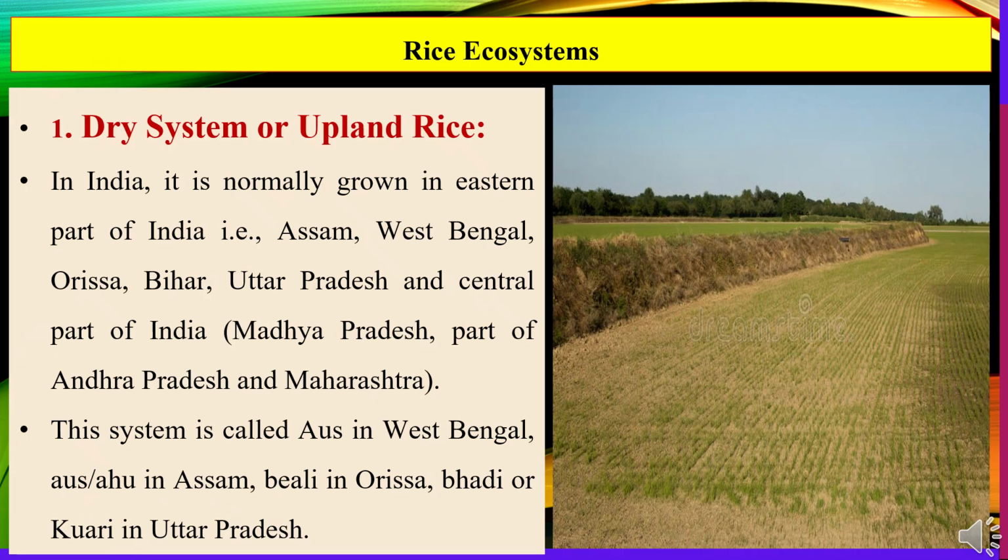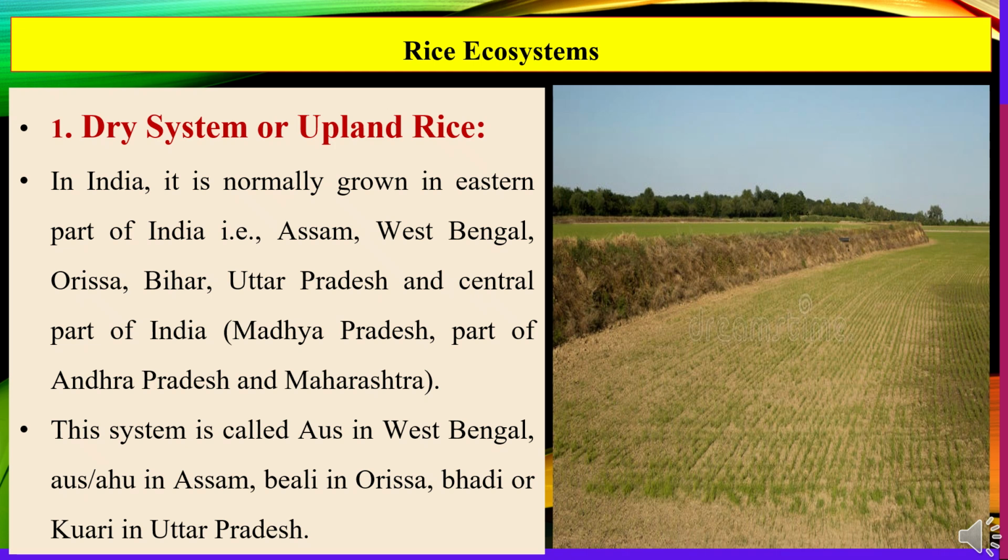Now we discuss the rice ecosystems. Dry system, or upland rice, is mainly cultivated in the eastern states of India, such as Assam, West Bengal, Odisha, Bihar, and Uttar Pradesh, as well as parts of central India, including Madhya Pradesh, portions of Andhra Pradesh, and Maharashtra. This system involves growing rice in unbunded, rain-fed fields without prolonged standing water, making it dependent on early monsoon rains.